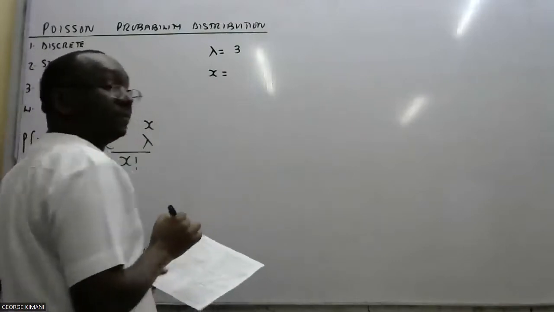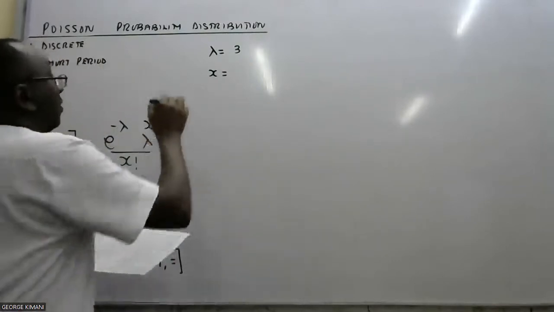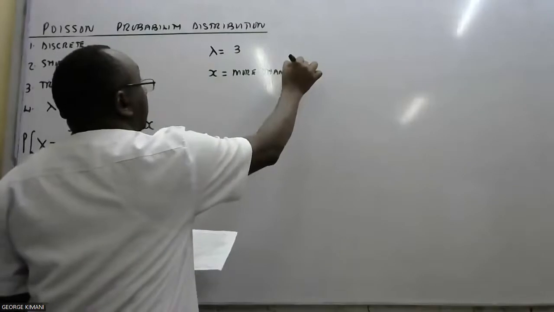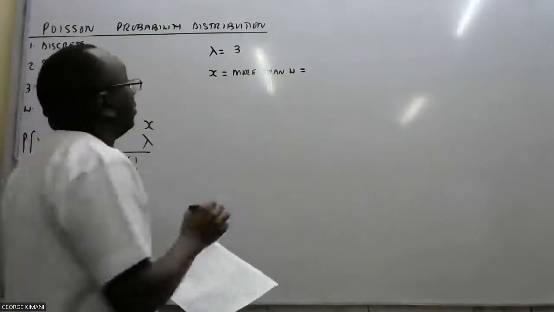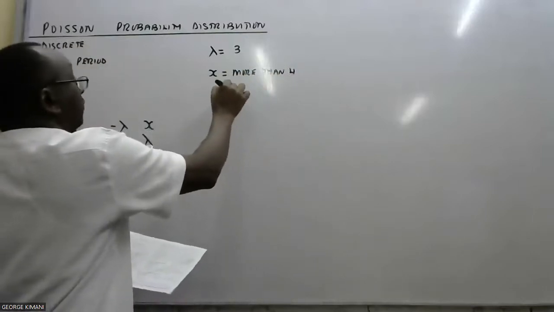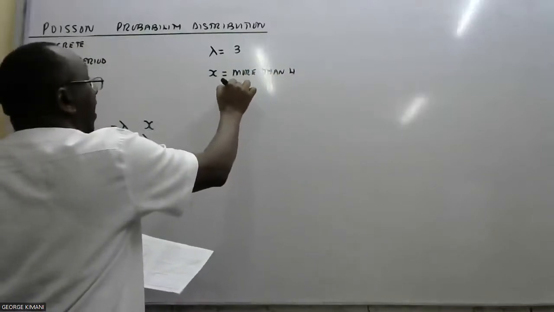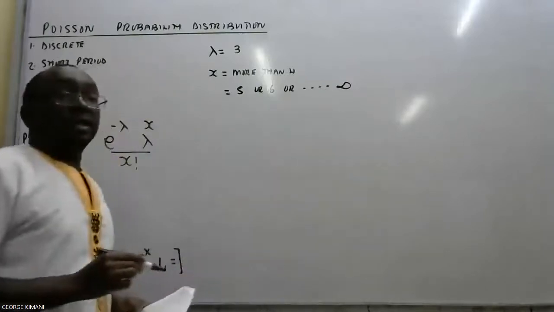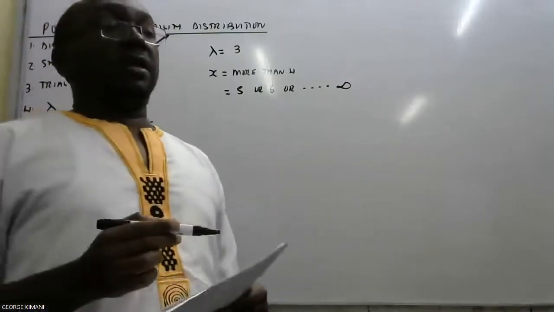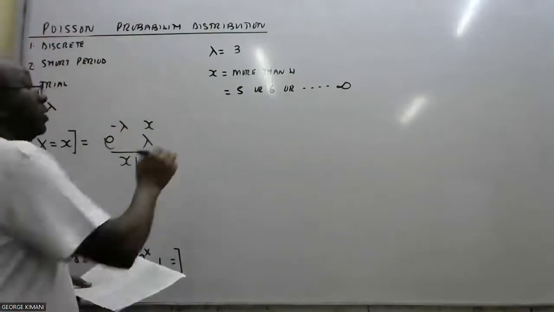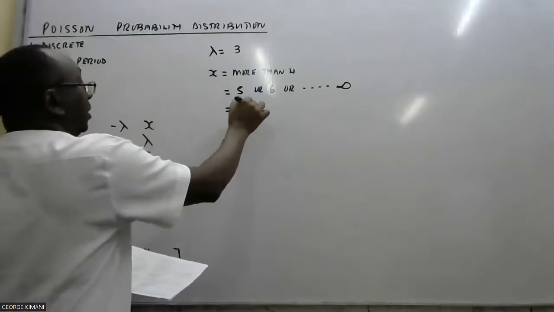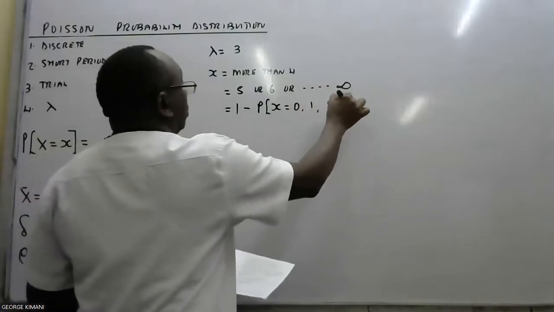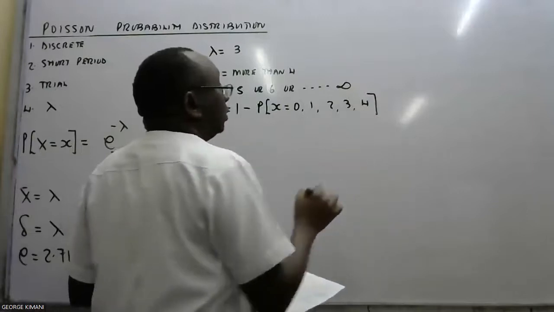Then you get to know your x. X is more than 4. If we are talking of more than 4, then we are talking of 5 or 6 or so on, infinite, a non-known number. We do not know how many lorries can pass through that point. Because we do not know, this will be easier handled as 1 minus the probability that x is 0, 1, 2, 3, 4.